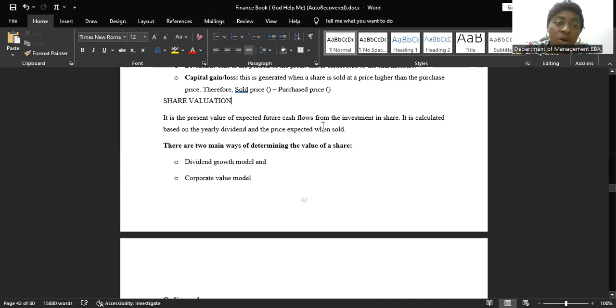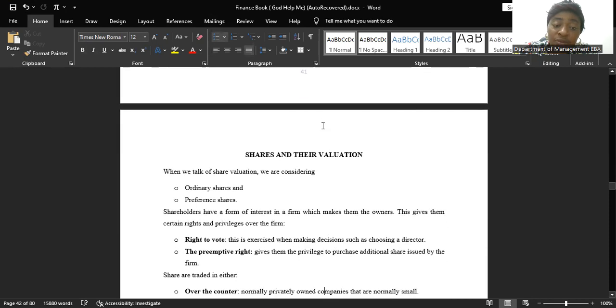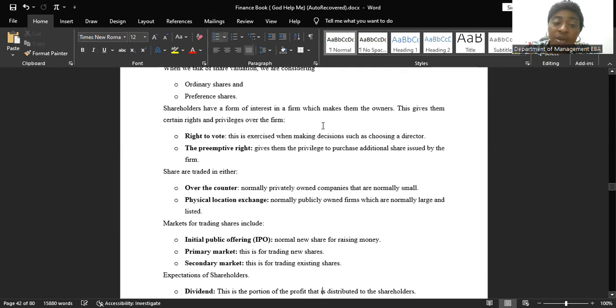So let's continue. Shareholders have the right to vote and the right to purchase additional shares. Meaning that when a company wants to issue shares, existing shareholders have the right to buy the shares before considering potential or new shareholders.